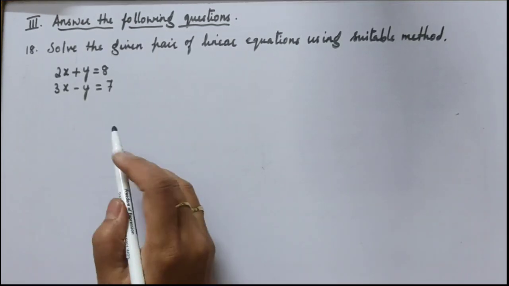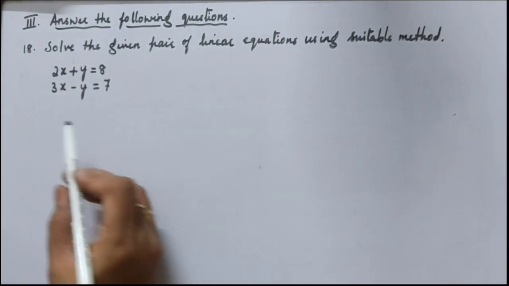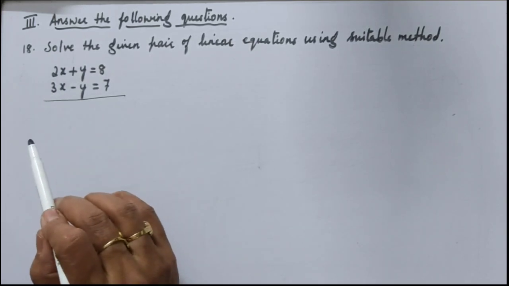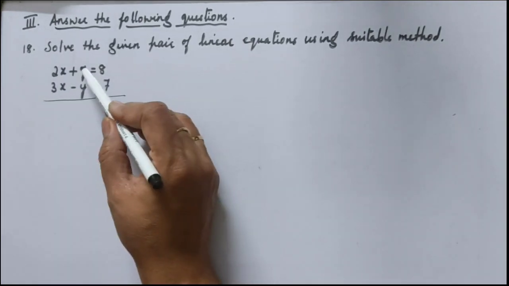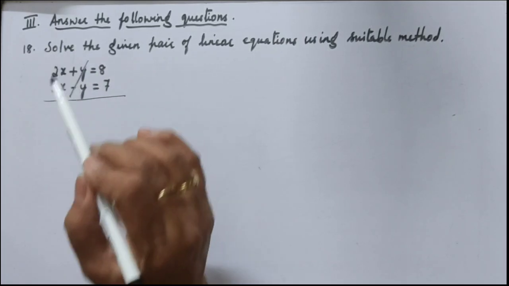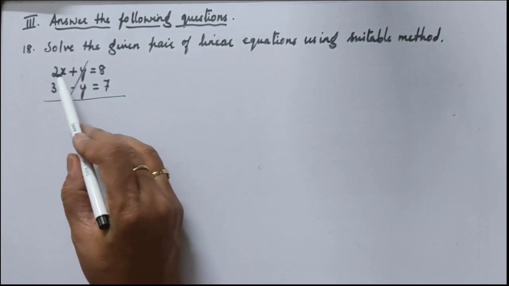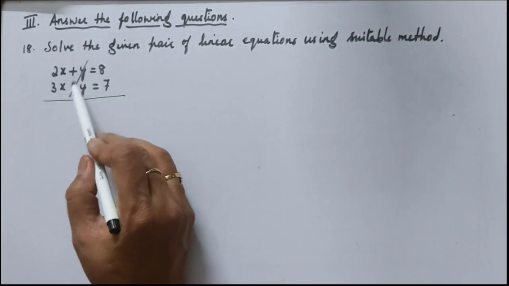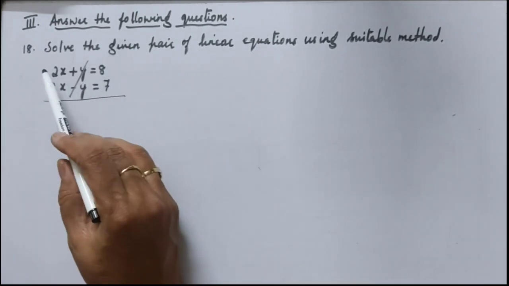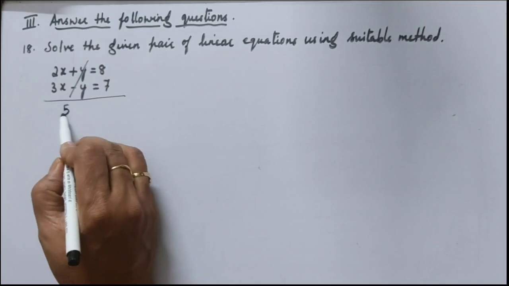We have got the next question here. Solve the given pair of linear equations using a suitable method. Here we can see both the coefficients are the same. So this one easily gets cancelled. Plus y minus y gets cancelled. Now 2x plus 3x, when it is getting directly cancelled, we have to do everything directly. That is 2 plus 3 is 5.